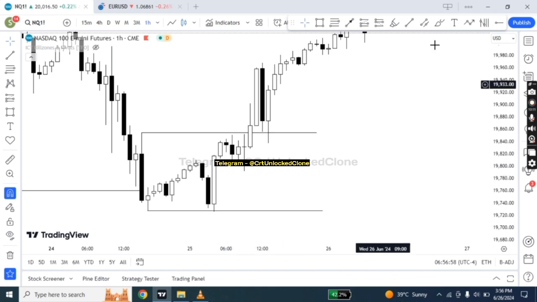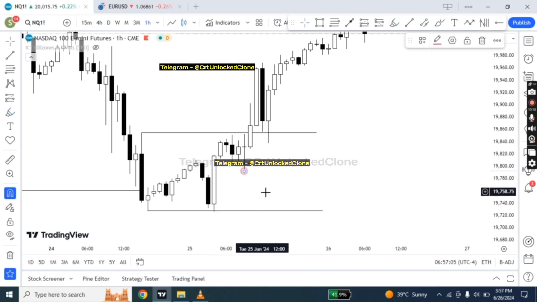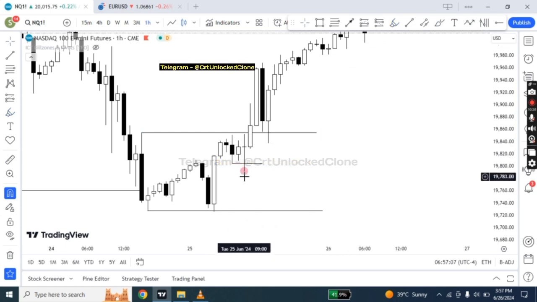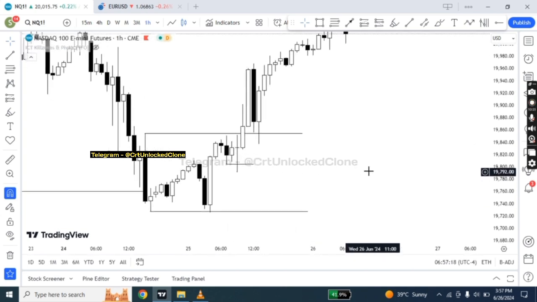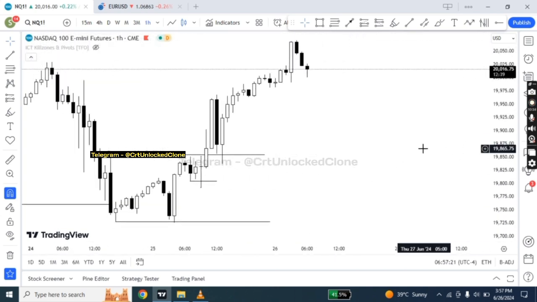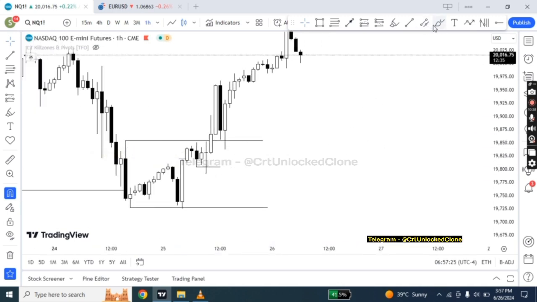But not only that, on top of that, I waited for this CRT to be purged at the right time, and that CRT purged at the 9 a.m. key time. And that's why I said in the beginning of the video that this model was based on the 9 a.m. model. The reason for that is that the purge occurred during the 9 a.m. candle, and that's why I had so much faith that this CRT was going to work out. And I traded that CRT on the 5-minute time frame. The reason why I chose this 5-minute time frame to trade this 1 hour CRT is based on time frame alignment.